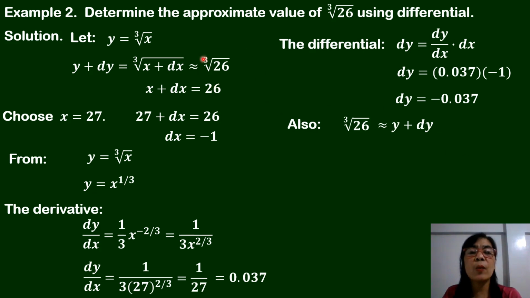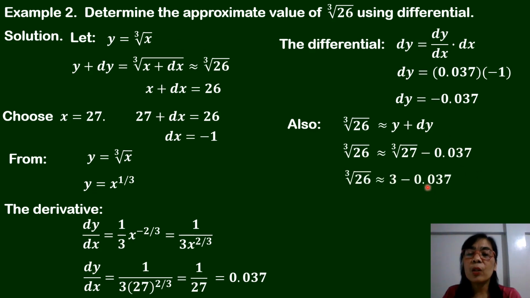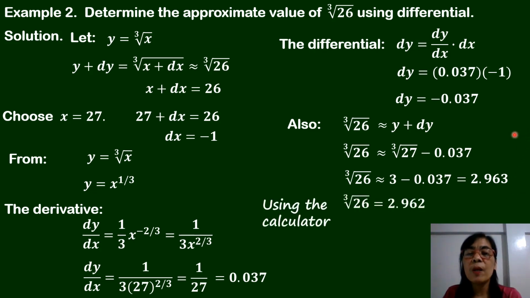So again, the cube root of 26 will now be approximately equal to y plus the differential of y, where y is equal to the cube root of x, or that is cube root of 27. And the differential of y is negative 0.037. Cube root of 27 is 3 minus 0.037. That will give us now 2.963. This is now the approximate value of the cube root of 26. Or if you can check it with your calculator, the cube root of 26 is 2.962.